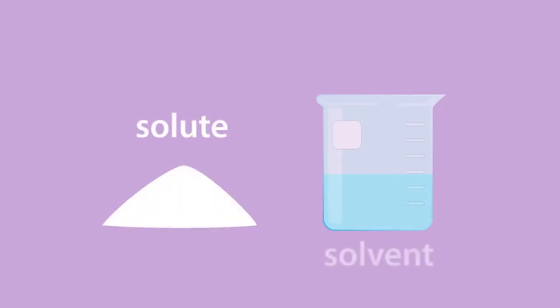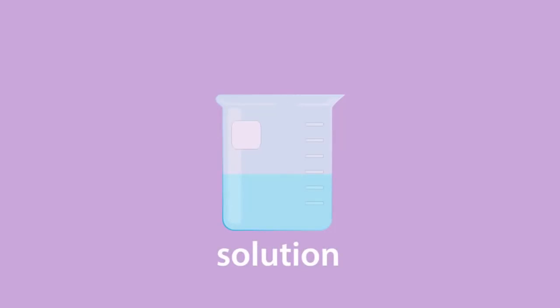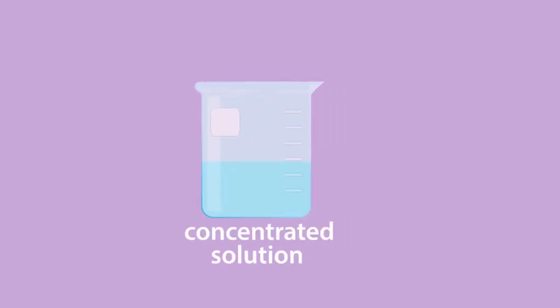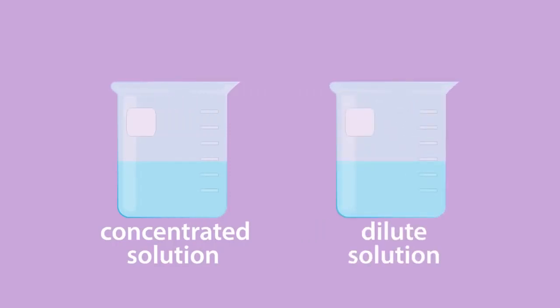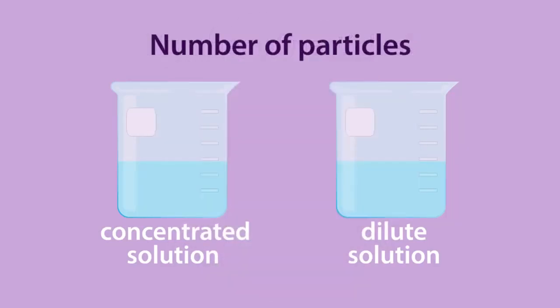The concentration of a solution is a measure of the number of particles of a solute, a dissolvable solid, which are in the solvent, the liquid in which the solute is dissolved. What might you say about the number of particles in a concentrated solution compared with a dilute solution? Pause, think, and continue when ready. The number of particles in a concentrated solution is greater than the number of particles found in a dilute solution.